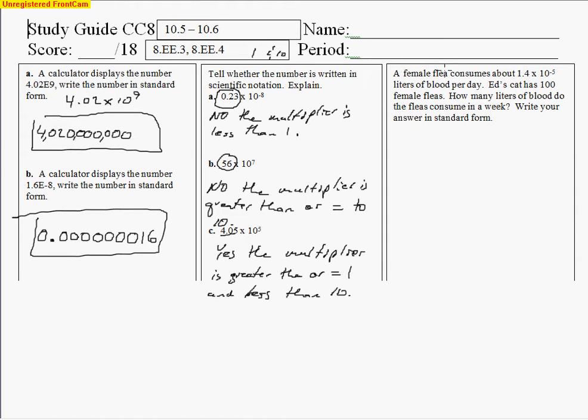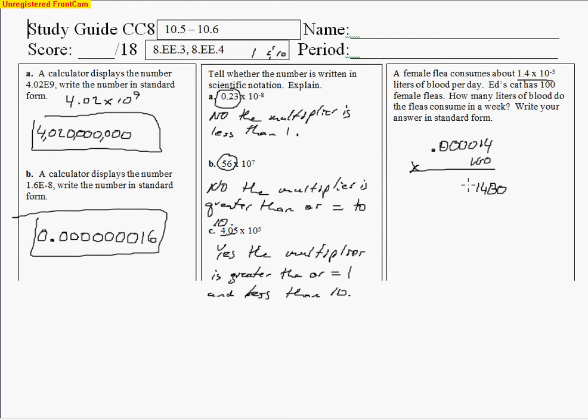Here it says the flea consumes 1.4 times 10 to the negative 5th liters of blood each day. If I write that out in standard form, I would write 4 zeros and then the 1 and the 4. Then I'm going to multiply that by 100 because this cat has 100 fleas on it. Basically, I'm taking the 1 and multiplying it by 14 and adding 2 zeros to the end of the number.